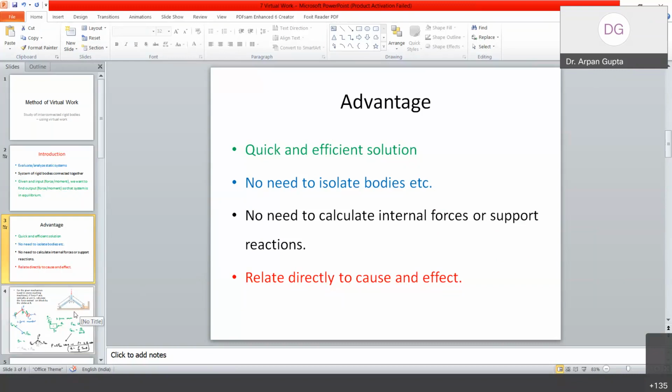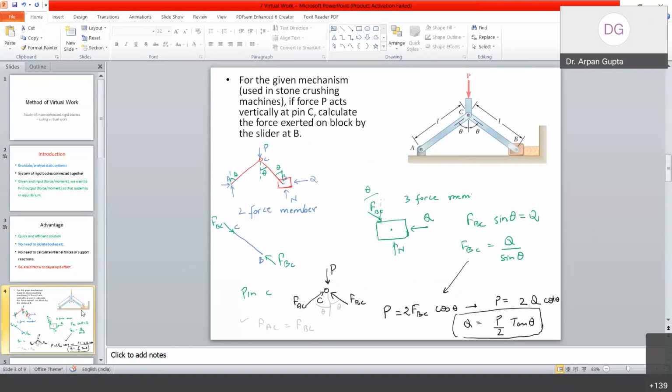And the advantage, particularly, is we don't have to calculate the internal forces, we don't have to calculate reactions, isolating bodies and so on. So these are some of the advantages. One of the key things in this method is the geometric relationship. So if you want to solve a problem using virtual work, it is very important.